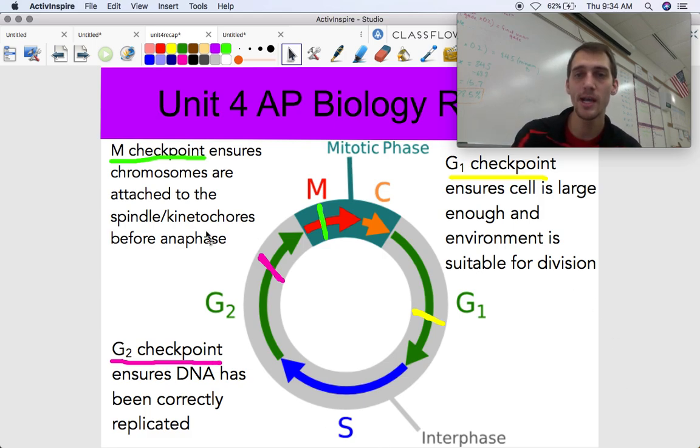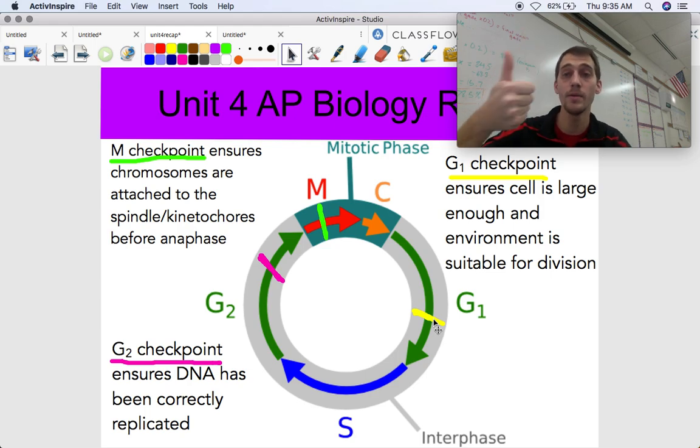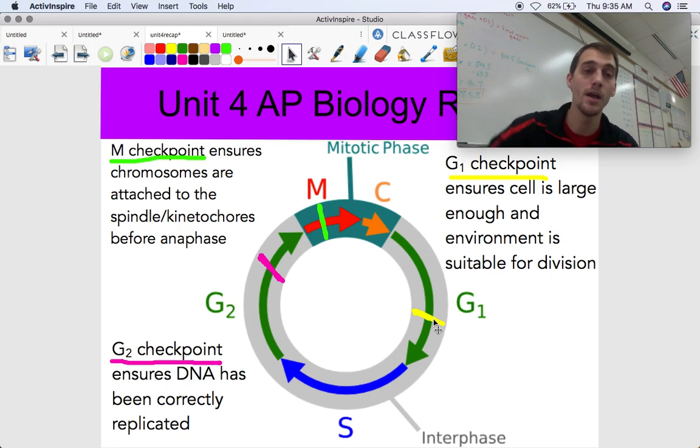Okay, there's 3 checkpoints, all right? I'm not sure if you have to know these, but I'm going to tell you anyway. The G1 checkpoint ensures the cell is large enough and the environment is suitable to divide, okay? So the cell will stop here and they will have a signal that'll say, hey, you're good to go, the environment is suitable, or no, you're not good to go.